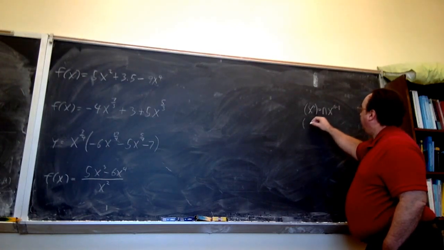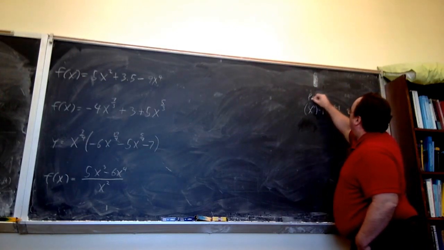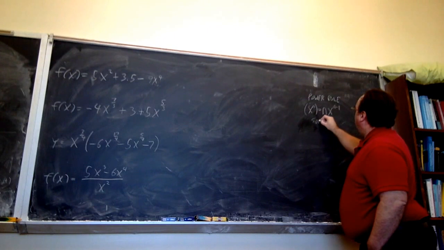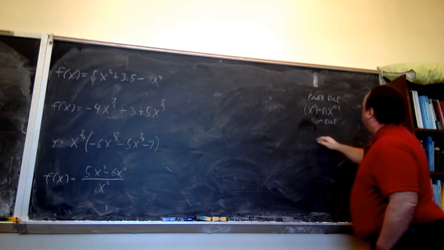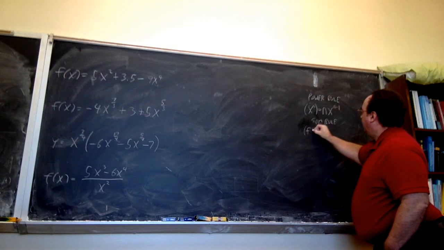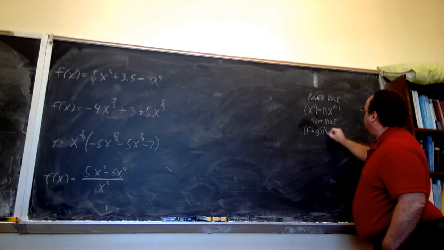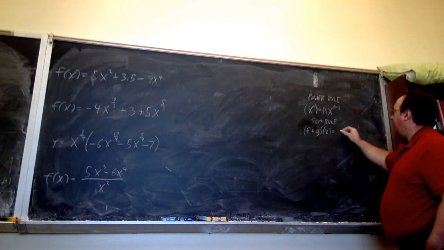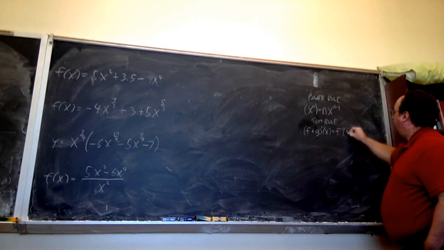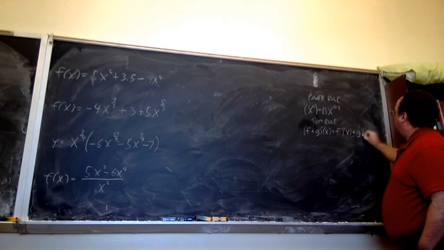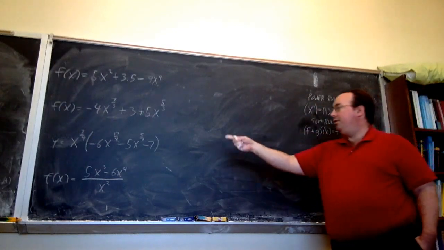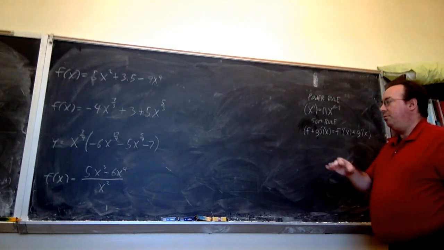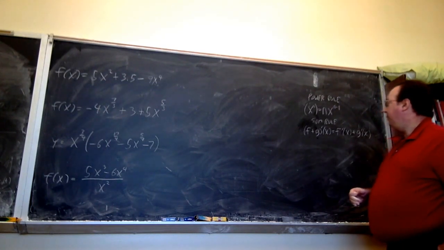Then the sum rule states that the derivative of a sum of functions, so a derivative of f of x plus g of x, is the sum of the derivatives. You'll see all of these example functions have several terms. So we can compute the derivatives of these terms and then add or subtract the results afterwards.